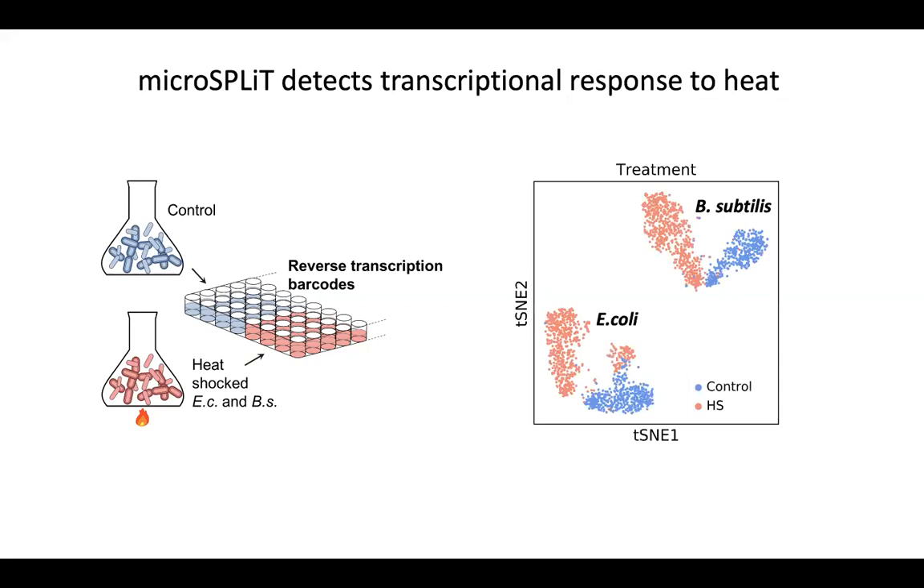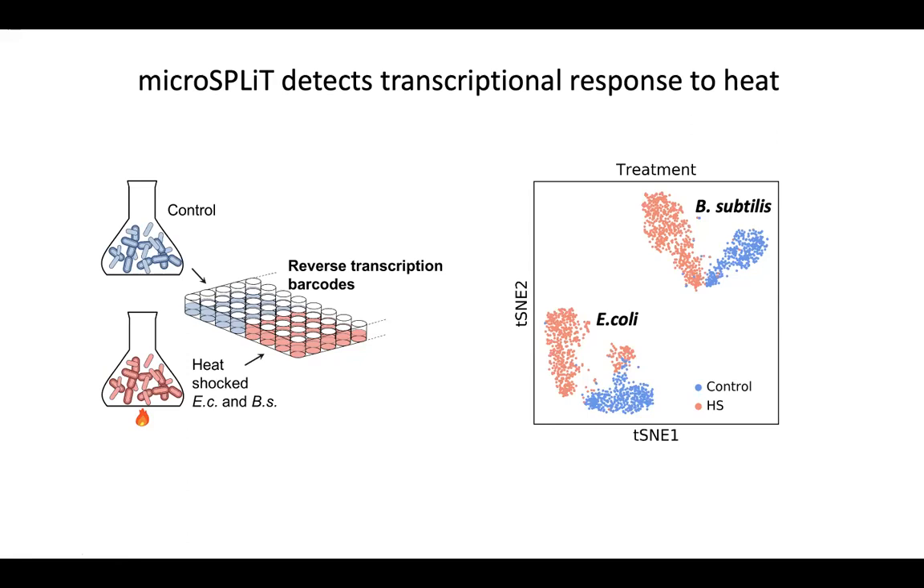Then we clustered the results, and as expected, Bacillus and E. coli cells clustered very separately. What's more exciting is that we do see, let's see if it works. Oh, it works. We do see the heat-shocked cells forming a separate transcriptional cluster from the control cells. And so, let me do a quick intro to the t-SNE plots. You will see these plots a lot.